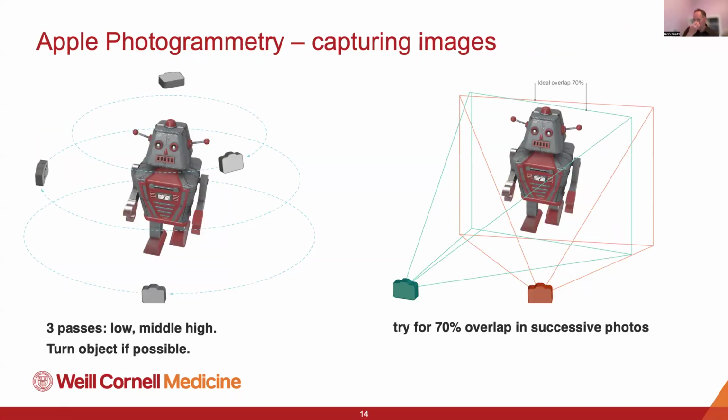This describes a little bit of that process. Usually you do three passes. You go in the middle, up above, down below, and go all the way around the object. Sometimes, depending on the type of object, you're asked to turn it on the side or turn it upside down, so you get all sides of the object.